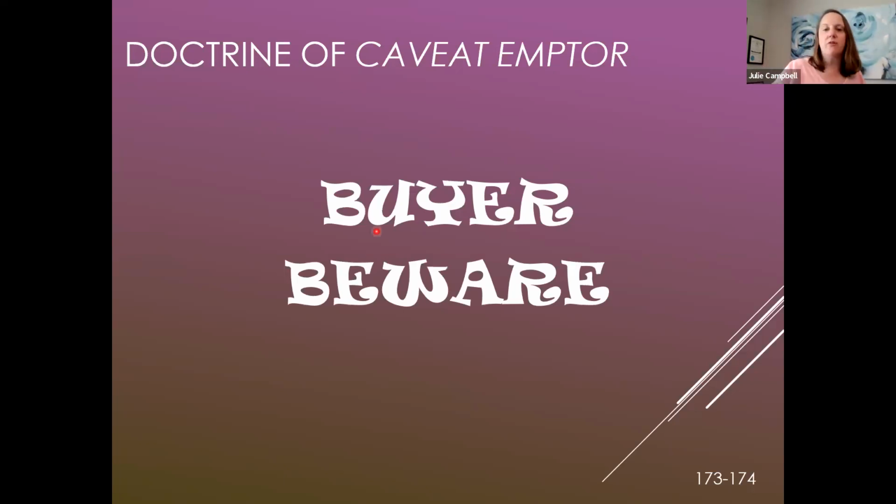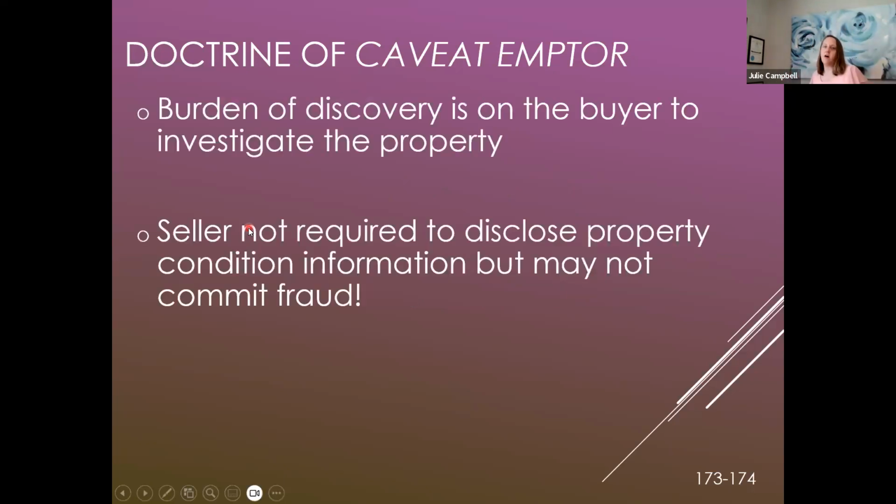So caveat emptor, the onus to learn about the property is on the buyer. When the buyer hires an agent, we take on this responsibility with them. So as their agent, we take on that burden. Like I said, the seller's not required to disclose much. There's a very small number of things that the seller's required to disclose, and we will talk about those. But outside of those, the seller doesn't have to disclose much.